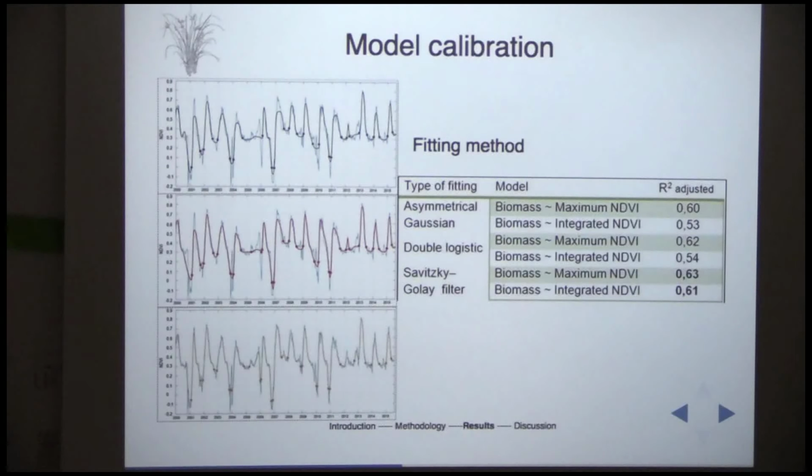Here we start the calibration, and the first step was to see, okay, from these three methods that TIMESAT uses to model the NDVI curve, which one gives us better results in relation to the biomass production. We test the three models, and we conclude that the Savitzky-Golay filter was the one that gives better results, and this is why we choose this method.